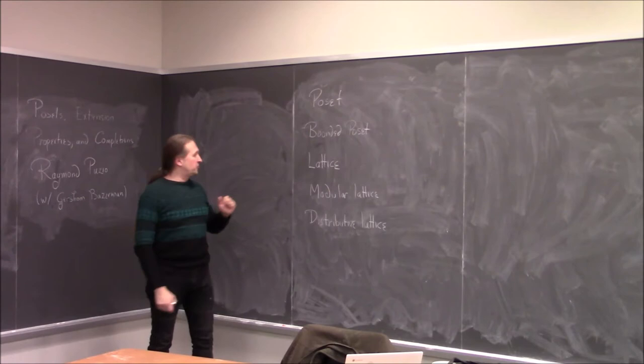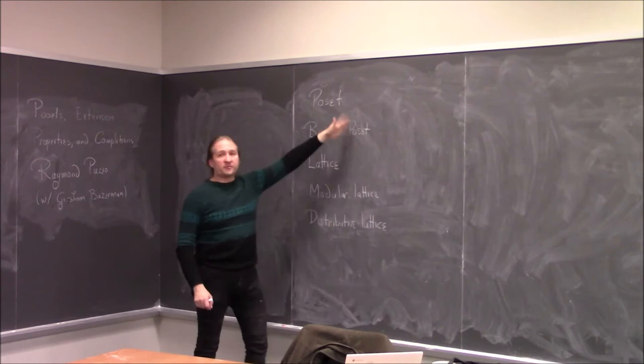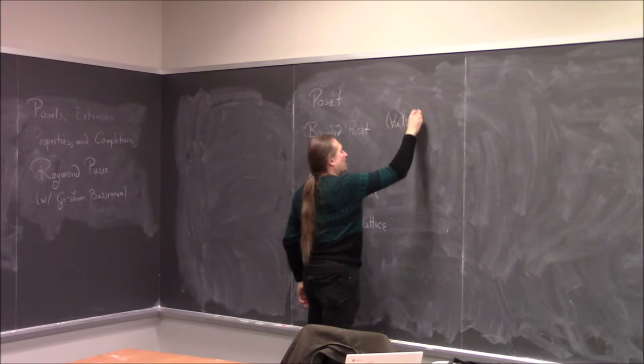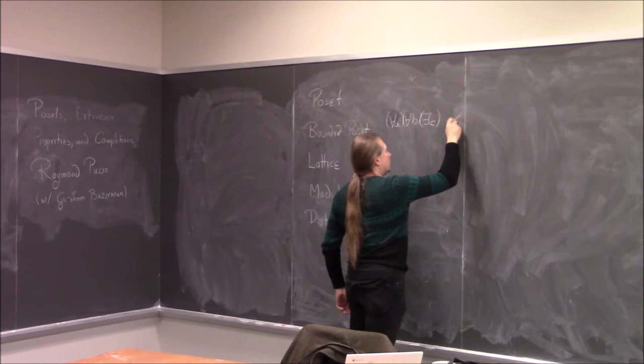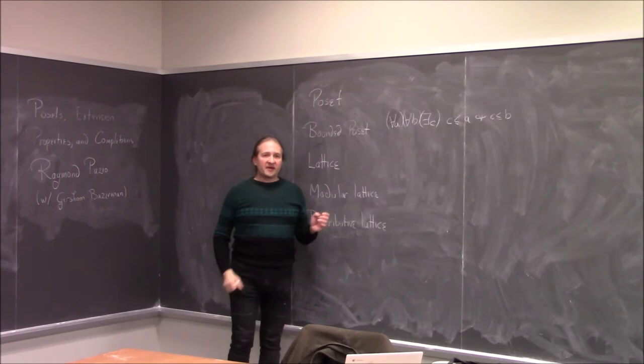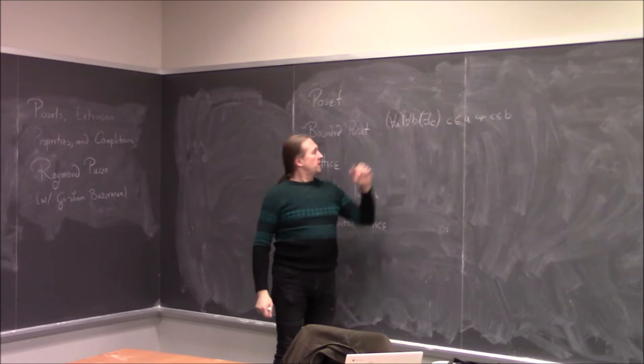So first let me just say what they are. Let me define them by giving the extra axiom in each case that I need to add. So here, for a bounded poset, all I'm saying is that given any two elements, they have a lower bound. So I'm just saying, for all A and all B, there exists a C which is less than or equal to A and less than or equal to B.